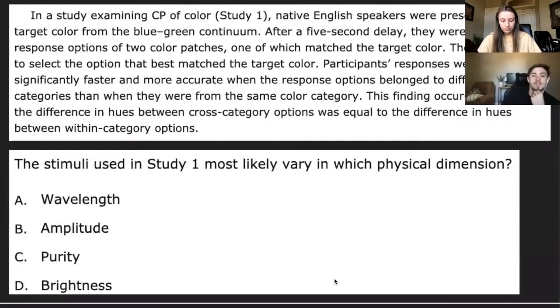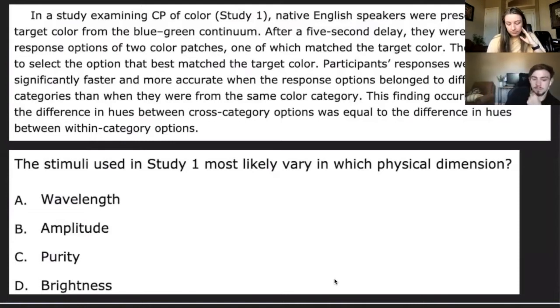So John, do you want to take this? It's the exact same thing that you read earlier. Okay, cool. Yeah, so that's the exact same little prelude. The stimuli used in study one most likely vary in which physical dimension? So, what changes colors? What characteristic about light changes the color? The wavelength? Yep, that's all that does it. So A's looking good. And keep reading.